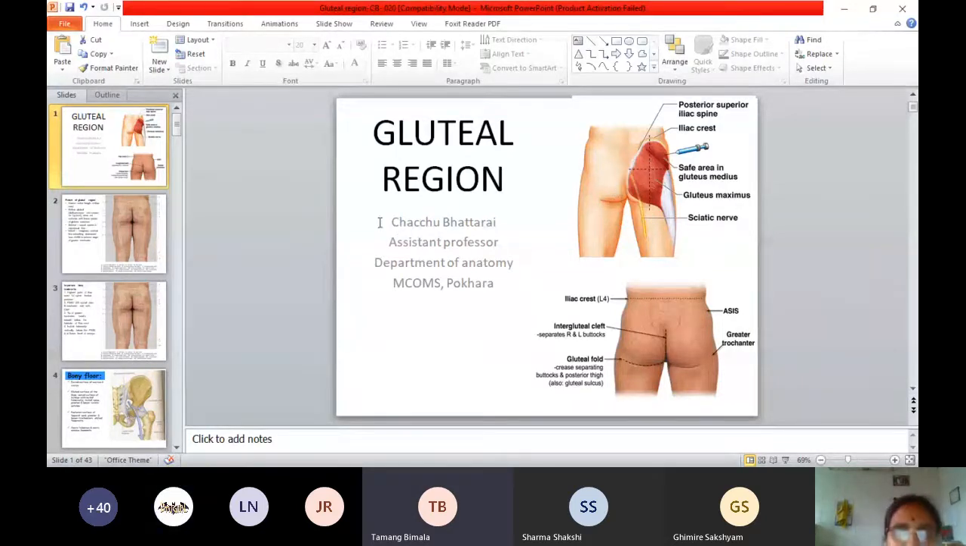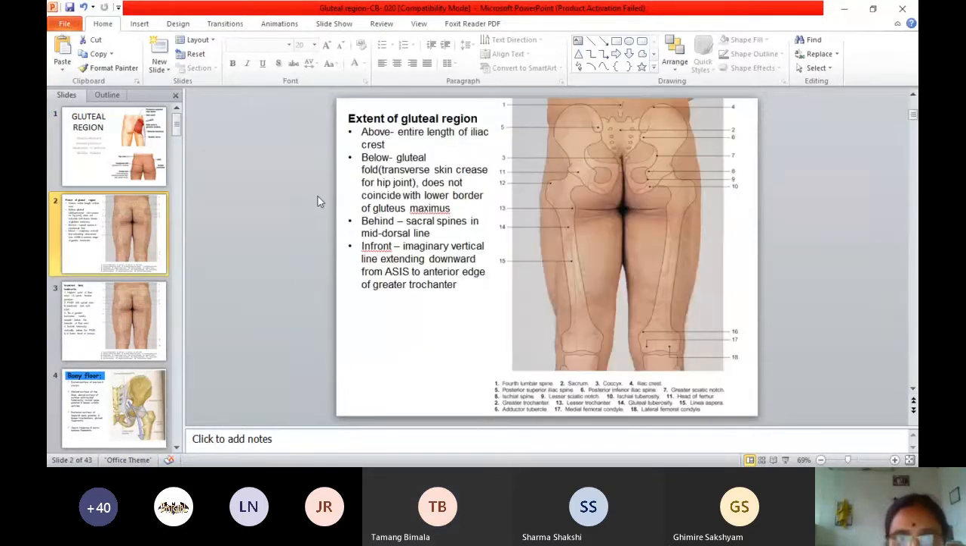Okay, now we'll start the class. Today we'll be studying the gluteal region. This is the posterior aspect of the lower limb, the buttock. In English we say buttock. This is known as the gluteal region. The extent of the gluteal region, all of you, can you see the cursor? If you have any queries, unmute and ask the question.